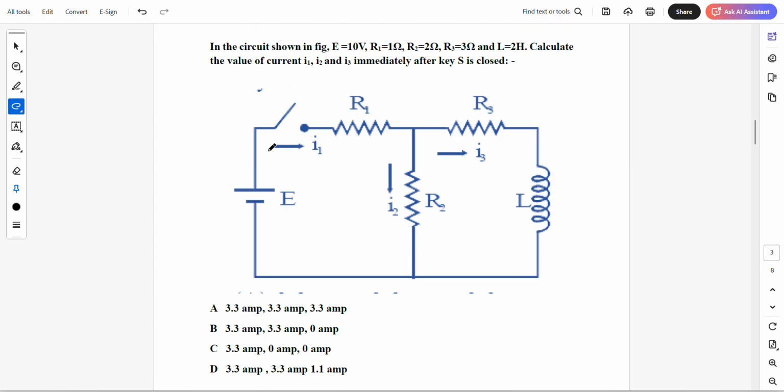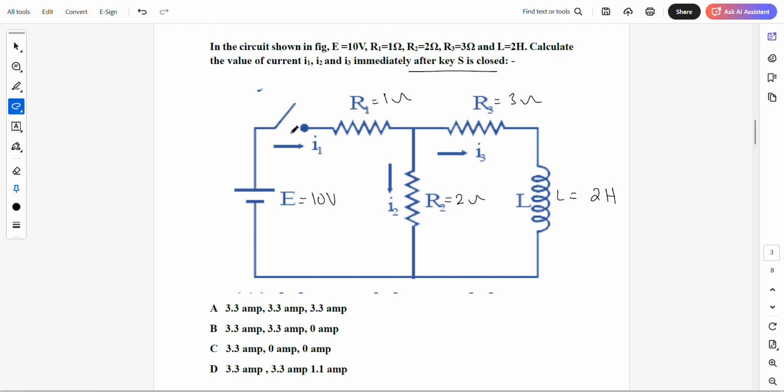What it is saying: in the circuit shown in the figure, E they have given is 10 volts. R1 is 1 ohm, R2 is 2 ohm, R3 is 3 ohm. L is 2 Henry. Calculate the value of current I1 and I2 immediately after the key is closed.